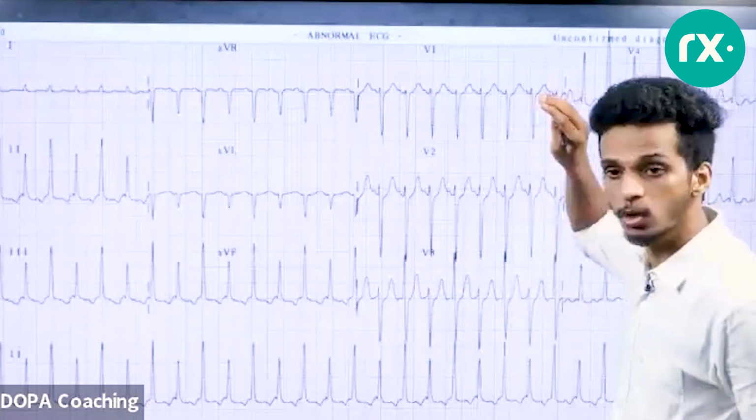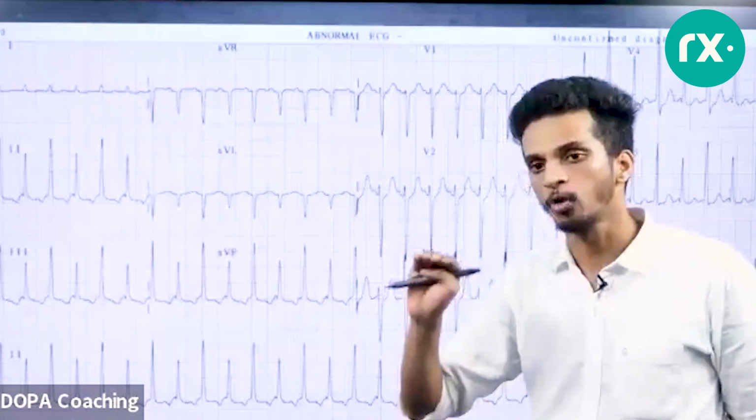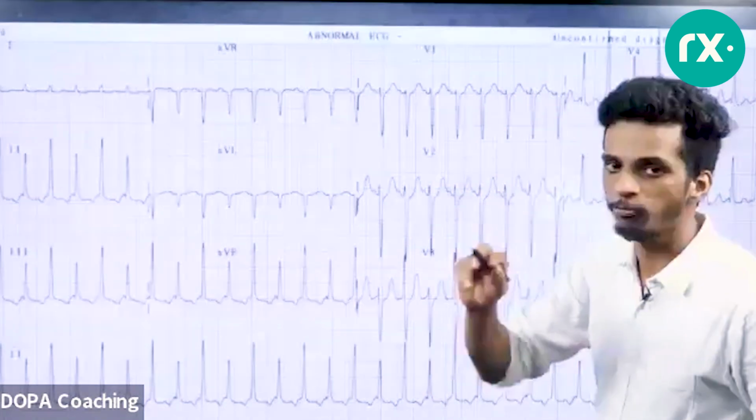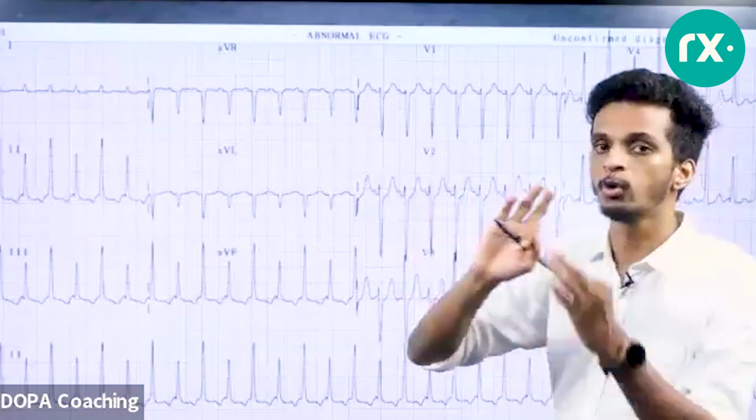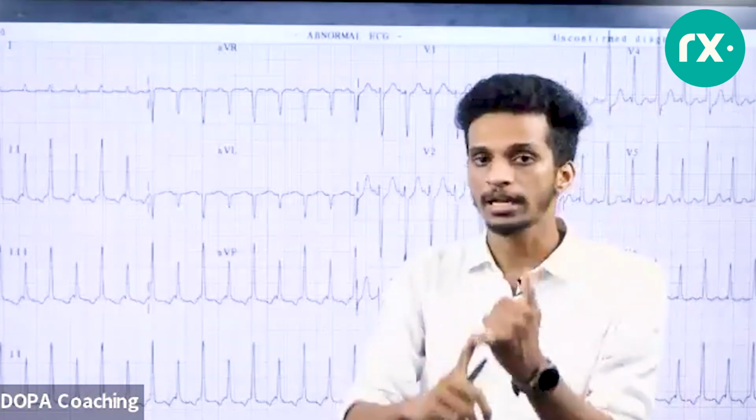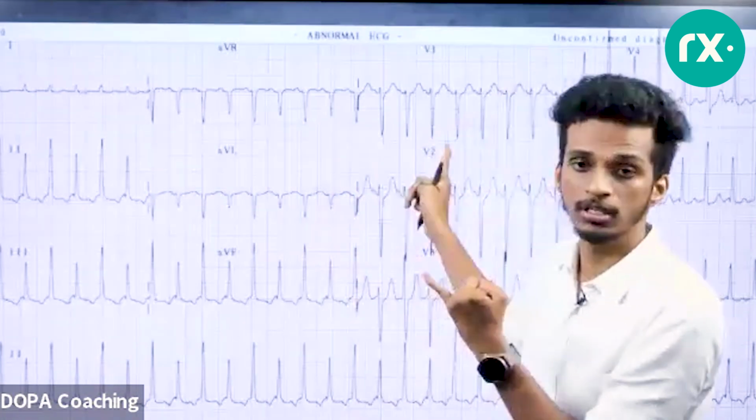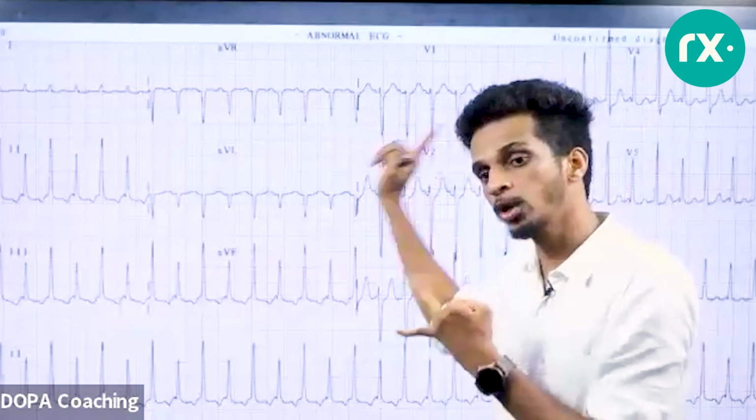So this is not a sinus rhythm. To call it a sinus rhythm, every P wave should be followed by a QRS. This is not a sinus rhythm because every P wave is not followed by a QRS. So this is SVT. I have told you that for tachycardia, we have sinus tachycardia, we have SVT, and we have VT. This is not sinus tachycardia because every P wave is not followed by a QRS. I have told you that this is SVT.